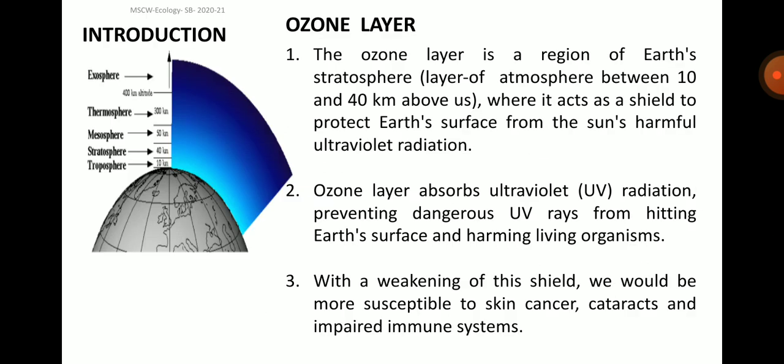So, let us start with the definition of ozone. You can mention ozone is a form of oxygen. It is called O3. Ozone layer is a thin band in the ozonosphere which blocks out the sun's UV rays. That is, it screens out the sun's harmful ultraviolet radiations and protects life on earth from the harmful ultraviolet radiations which emanate from the sun.